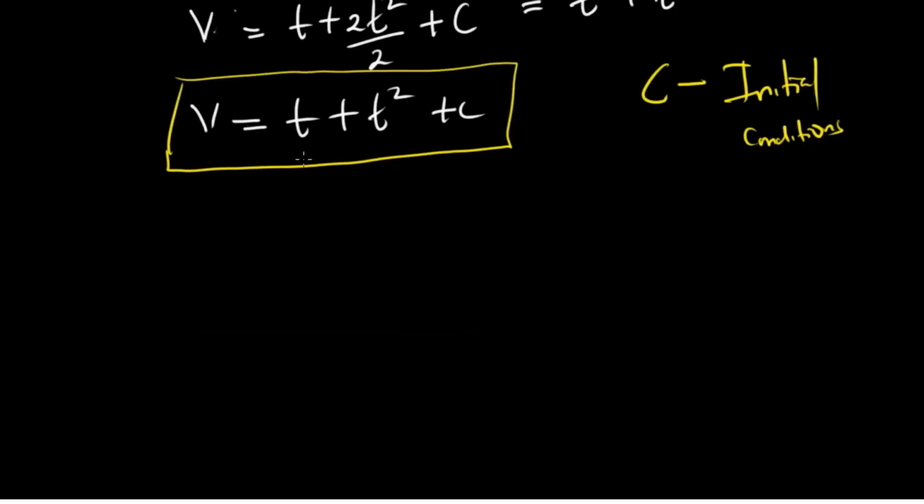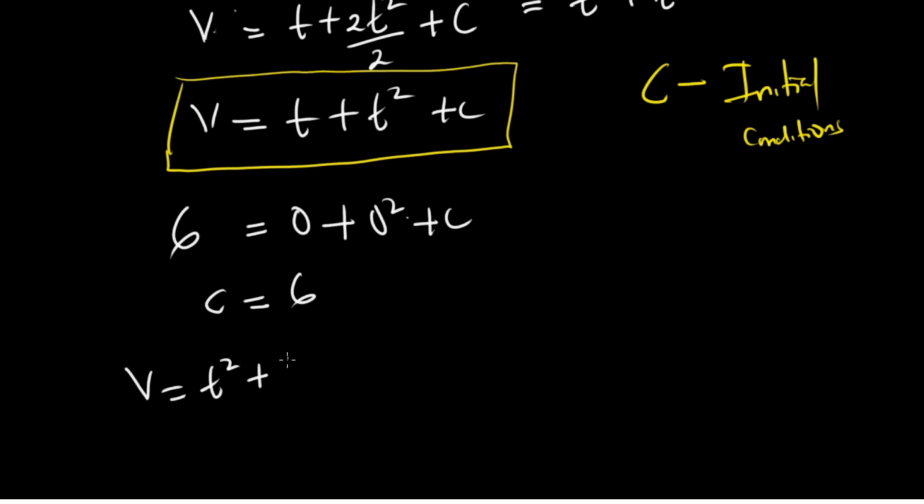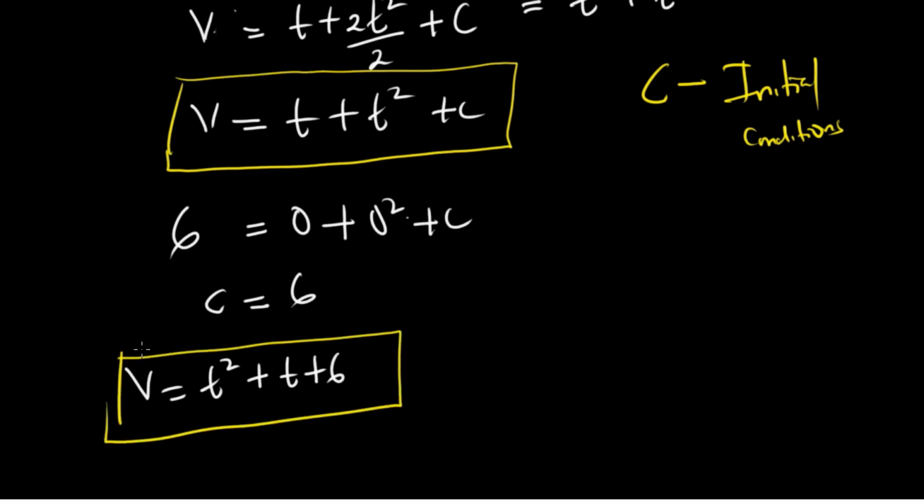So we can now come back to our expression and say v is 6, which is 6 equal to t, which is 0, plus 0 squared plus c. And then we're going to have our c to be equal to 6. So we now have c equal to 6, and we can rewrite our expression for velocity as v equal to t squared plus t plus 6. And here we have the expression for velocity, from which we can now find the velocity when t equal to any number.